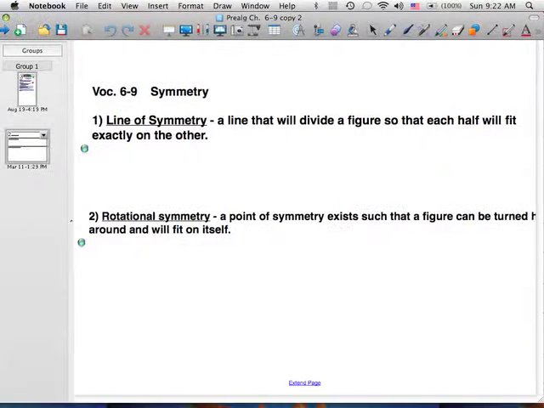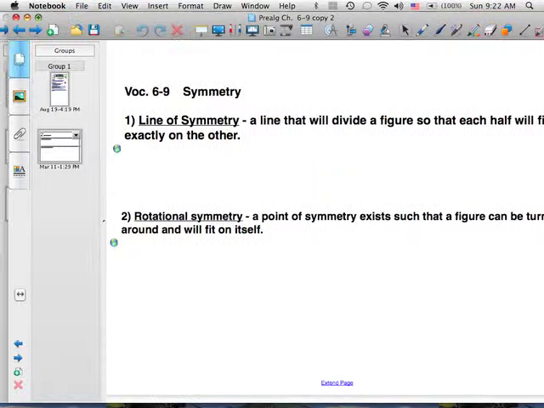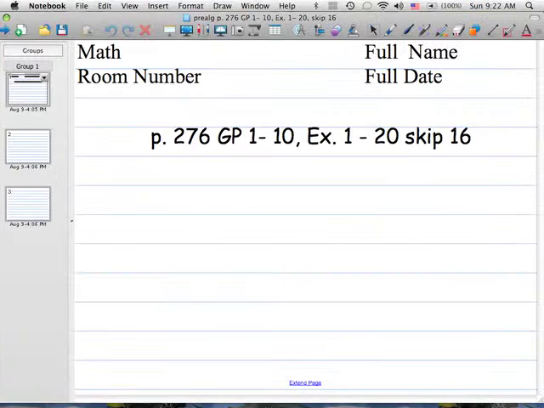That concludes the explanation of those two types of symmetry. When you do the assignment, ask me for the Mira, which is an instrument that you can use to help find the line of symmetry on a figure in your book. So we're ready for the assignment. You need to turn to page 276, guided practice 1 to 10, exercises 1 to 20, skip 16.